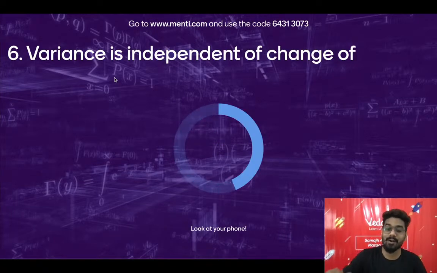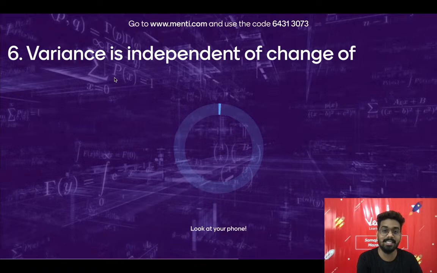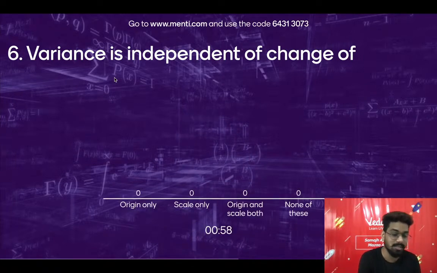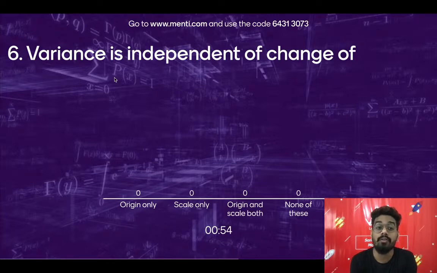Variance, oh that's a conceptual question. Variance is independent of change of... Variance is sigma square. Sigma square is independent of, what is it independent of? What is the variance? This you have to see. So you should understand what is change of origin only, scale only. Origin, scale, what is this? We are going to talk about that.